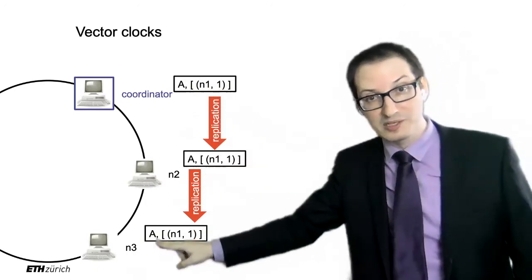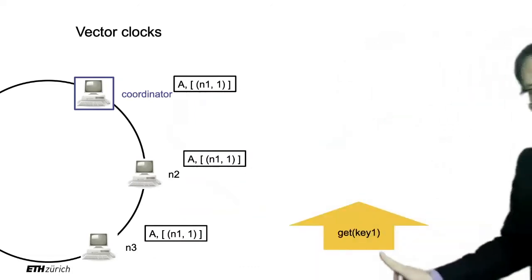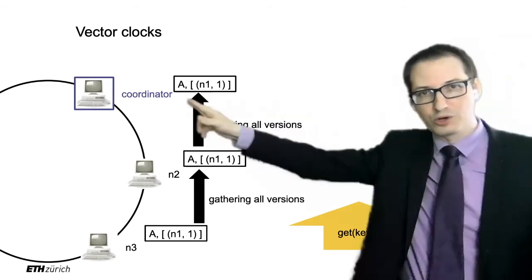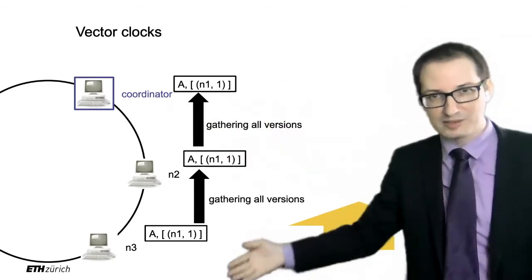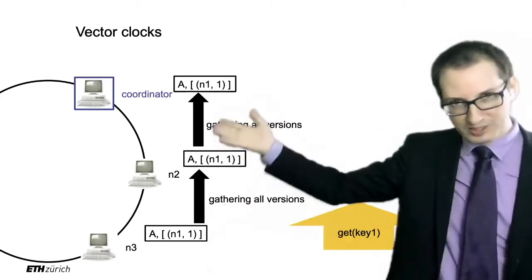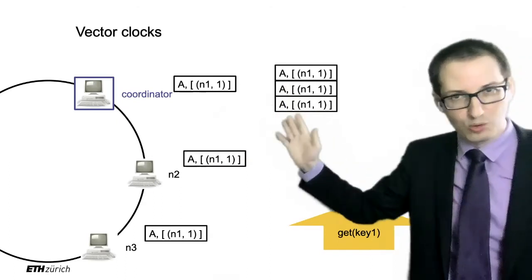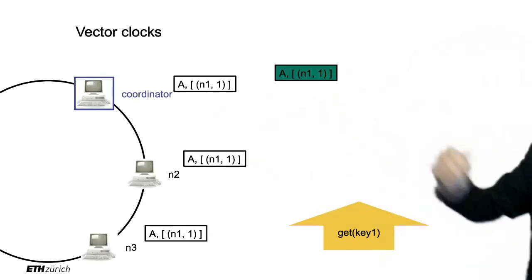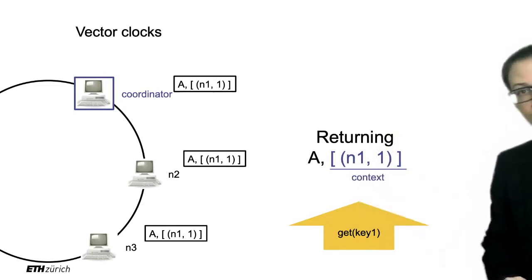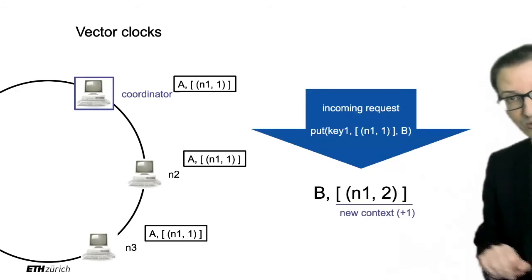And here it's all consistent. We have A, A, and A. So here it's fully consistent. Then if somebody gets the key, the client gets the key, it again talks to the coordinator via the preference list. All the versions are gathered, right? So in that case, for example, the three of them are all consistent, A, A, A, so there's no problem there. And we just return that to the client. So here it's all good. It's consistent. There is nothing much to do except just return that, all right? So again, this is the context.